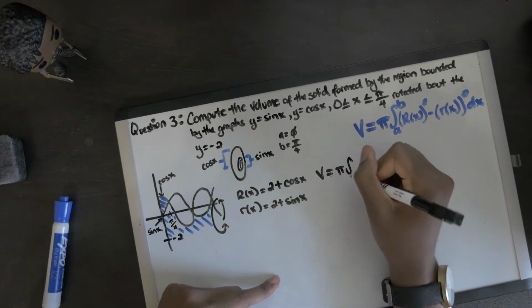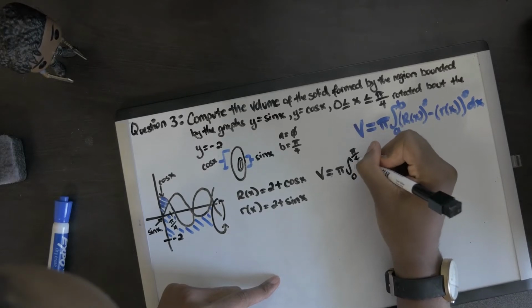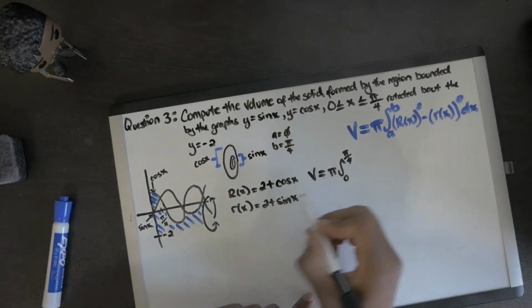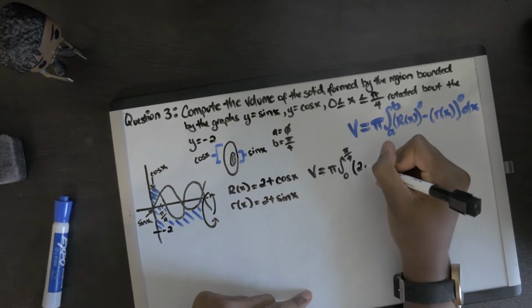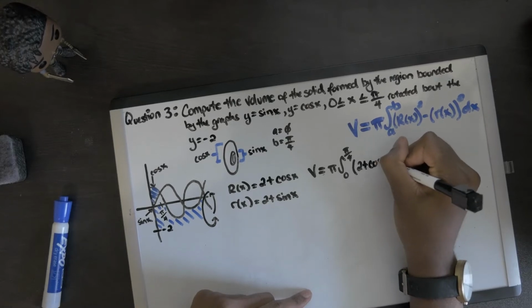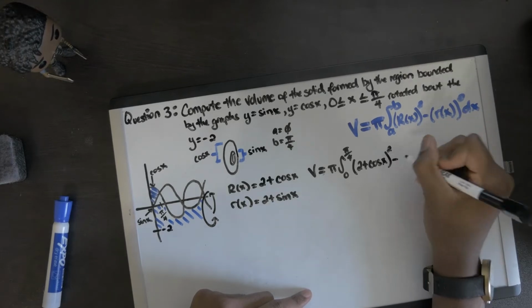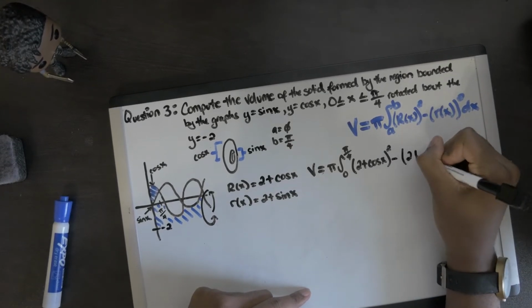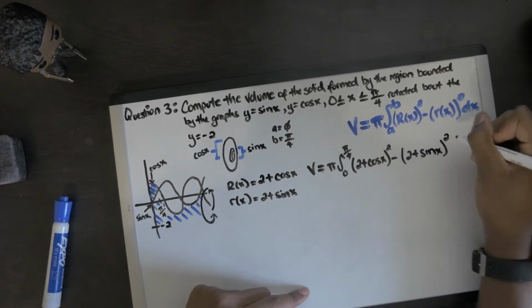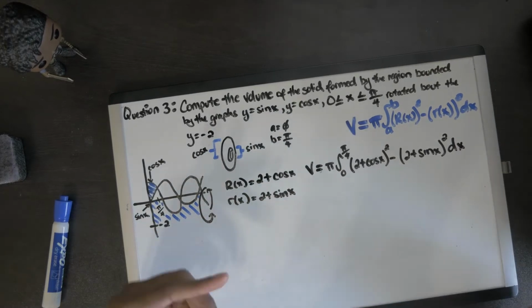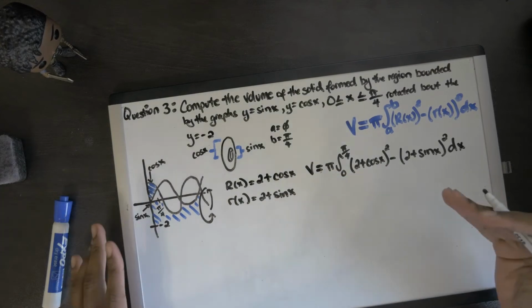And as we integrate it, we're going to say a equals 0 and b equals pi over 4. So now we're going to look back to our capital R, which we know now is going to be (2 plus cosine x) squared minus (2 plus sine x), and let's not forget the square and our dx, which tells us it's with respect to x. Now, this is a lot to throw at a person.